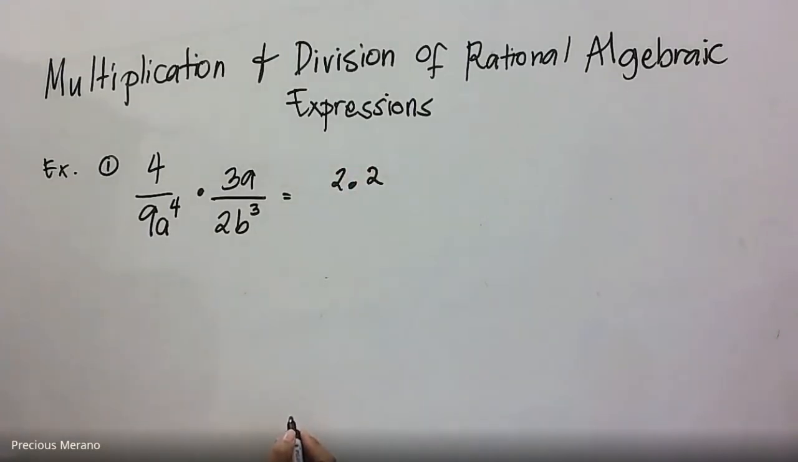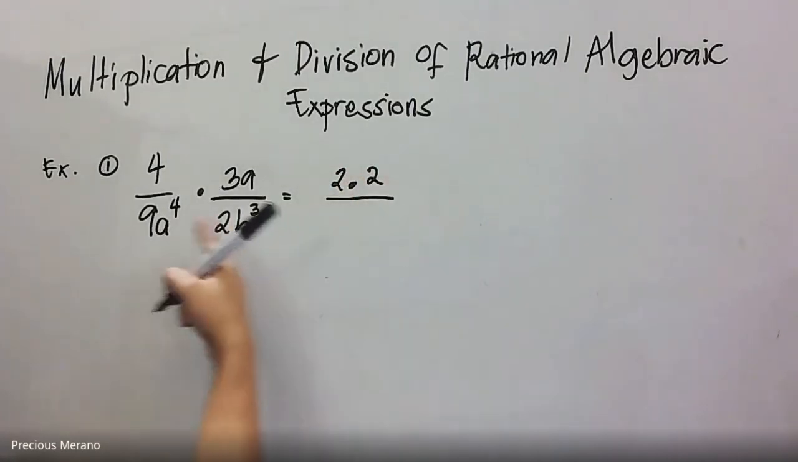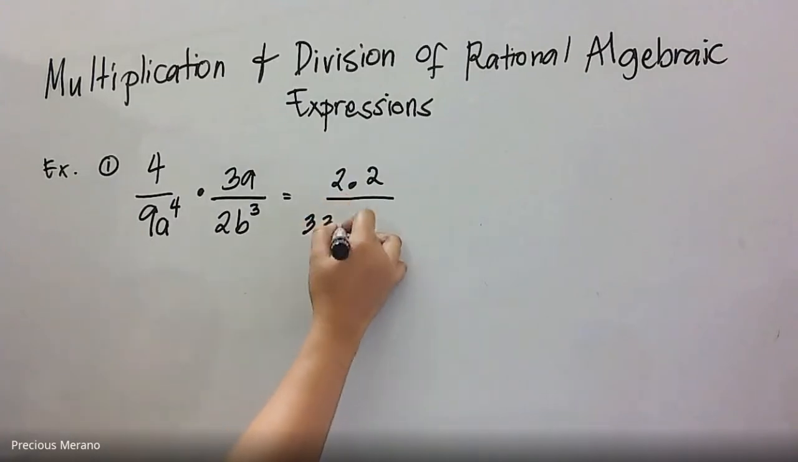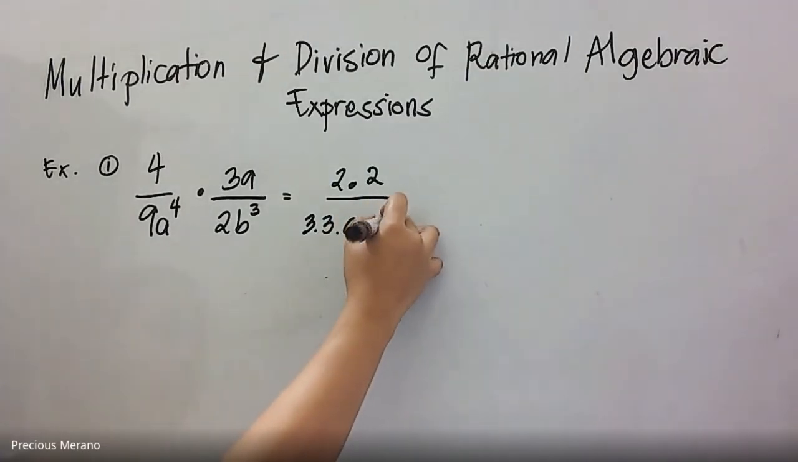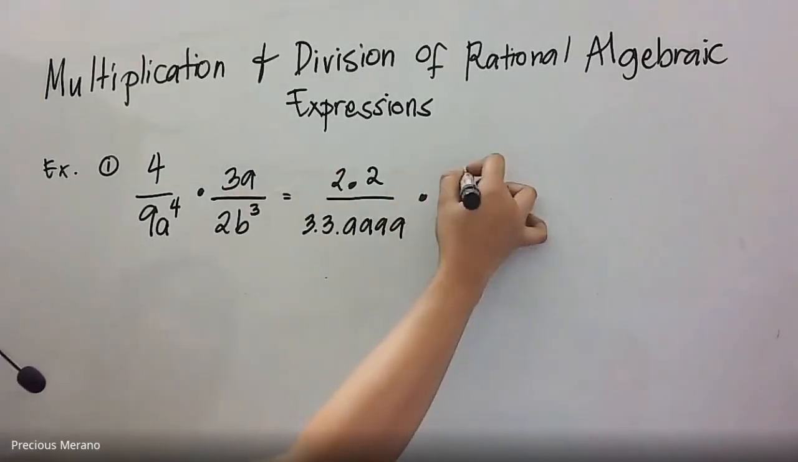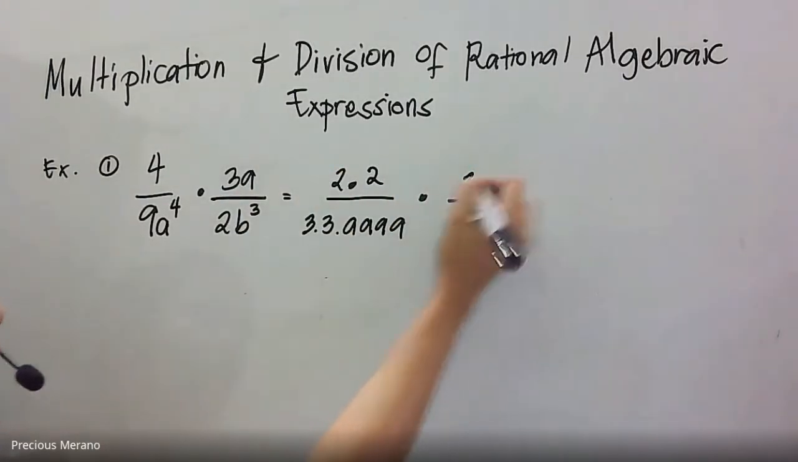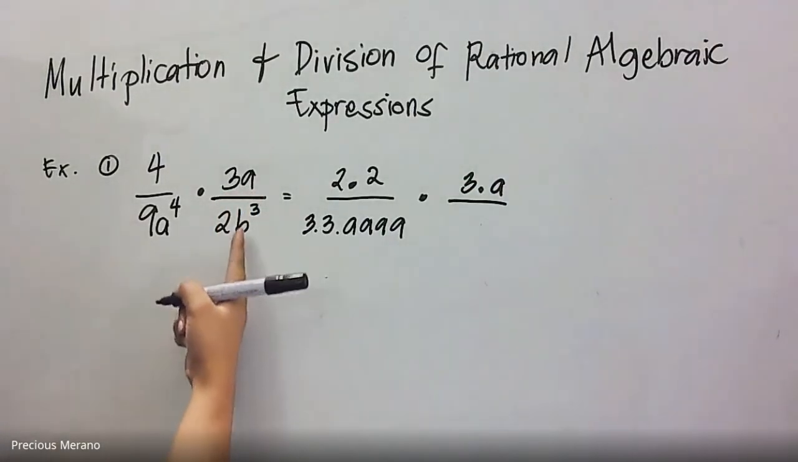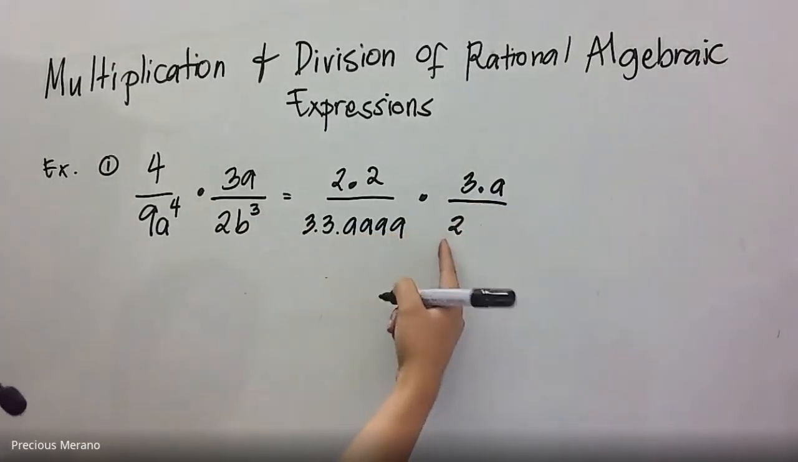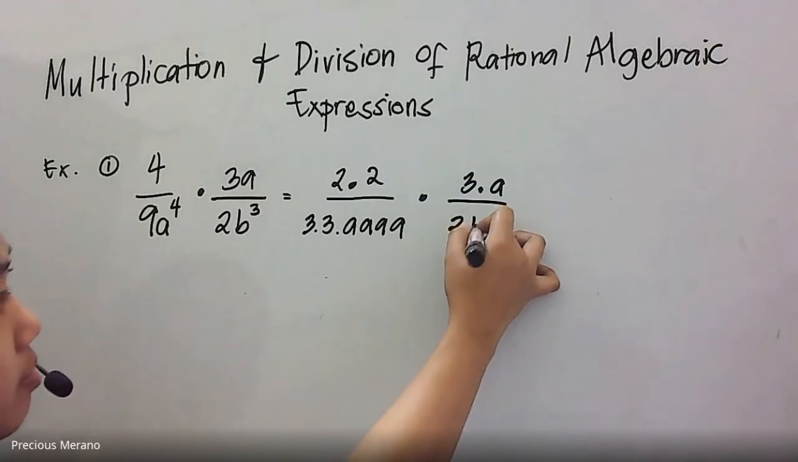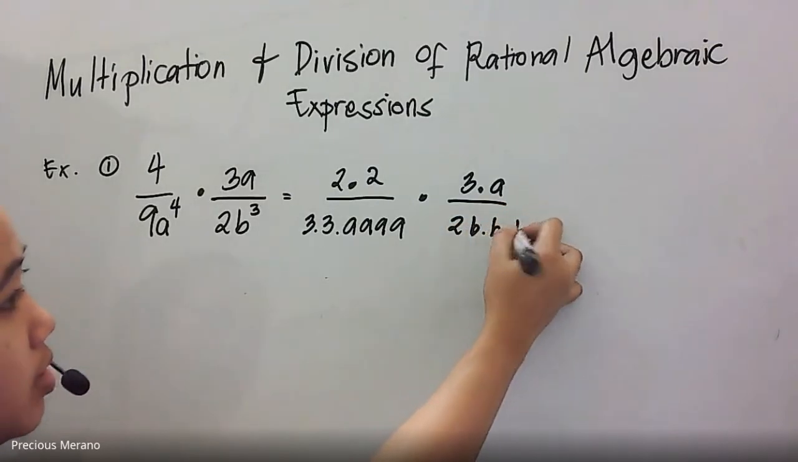Tama po. And then, factor naman ng 9a to the fourth power is 3 times 3 times ilang a? Apat na a, right? So, 1, 2, 3, 4. Next, multiplied by 3 times a, since we have 3a here. And then, for the denominator, since that is b cubed, we just simply write 2, kasi 2 na lang naman talaga ang factors ng 2. And then, b times b times b.